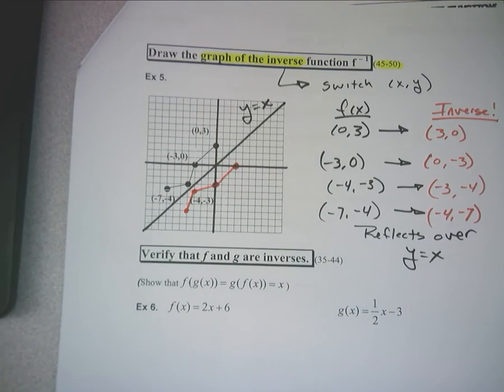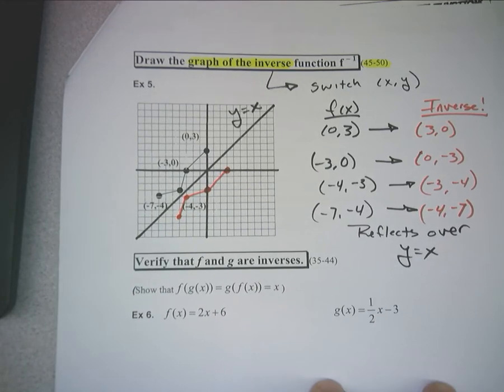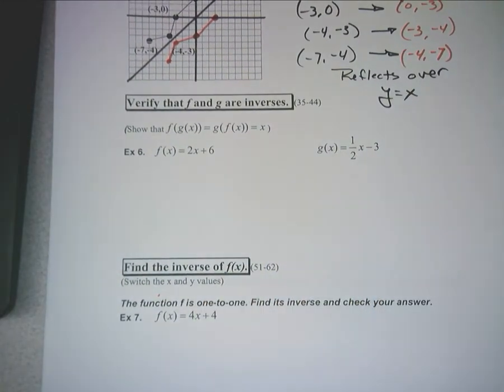All right. Let's finish up. Do you guys have any questions on number 5? Goal number 2, how to graph an inverse given the function. Just take your x's and y's and switch them. All right. We got 2 more left, guys.